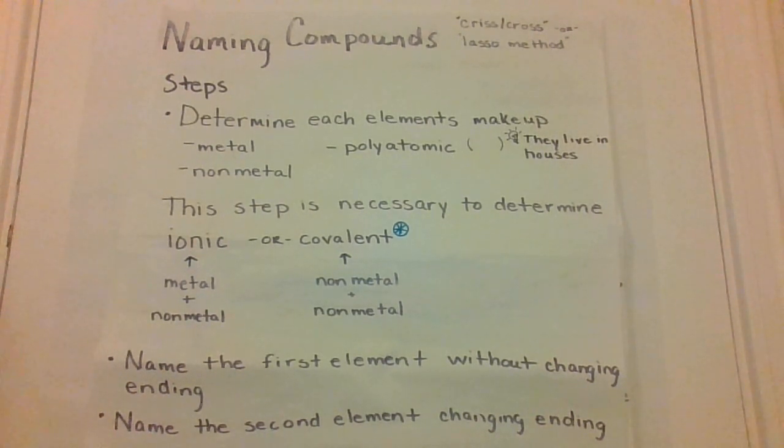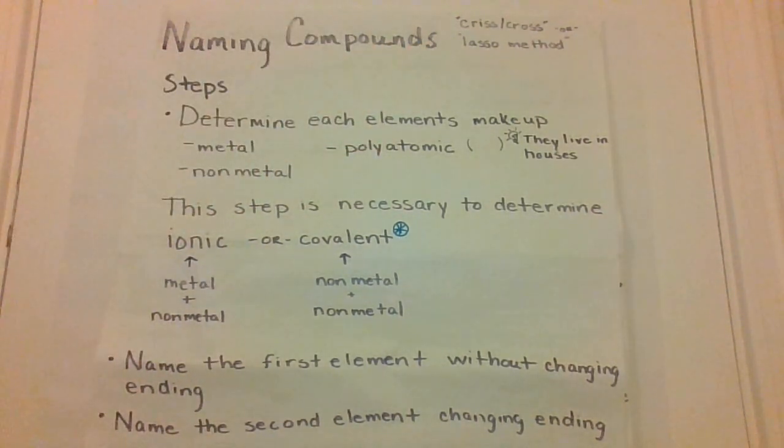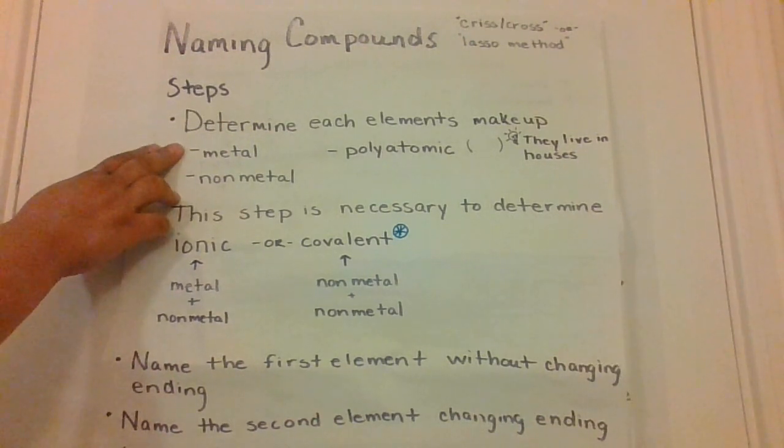For those of you who are proficient or have seen this before, please feel free to fast forward through to any other portions you may be needing. All right, so first we're going to talk about some of the main topics or concepts necessary for naming compounds. One of the things we're going to make mention of a little later in the video is the crisscross or the lasso method. Please make sure that you listen out or look out for that crisscross or lasso method when naming compounds. Okay, so the first thing we want to do is determine each element's makeup.